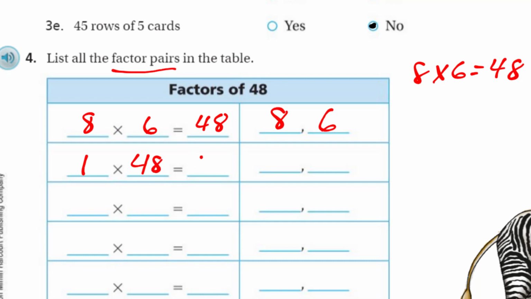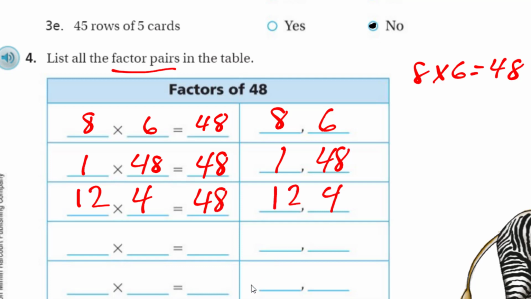The identity property of multiplication. That is what it is called. Yes, because it's telling us like identity. The 1 is letting us know it's still a 48. So I have 1 and then 48. Cool. I know that 12 times 4 is equal to 48. So I'm going to put 12 and 4.